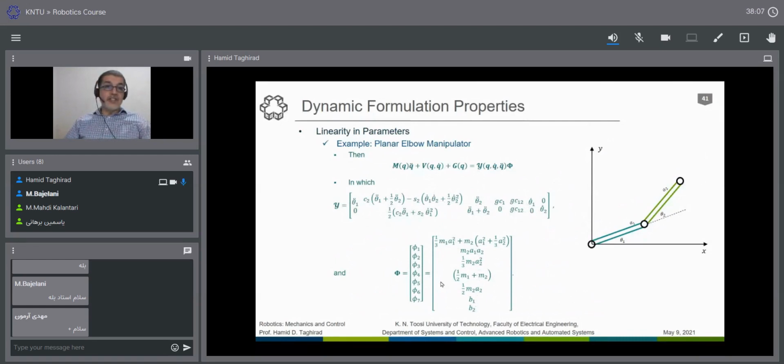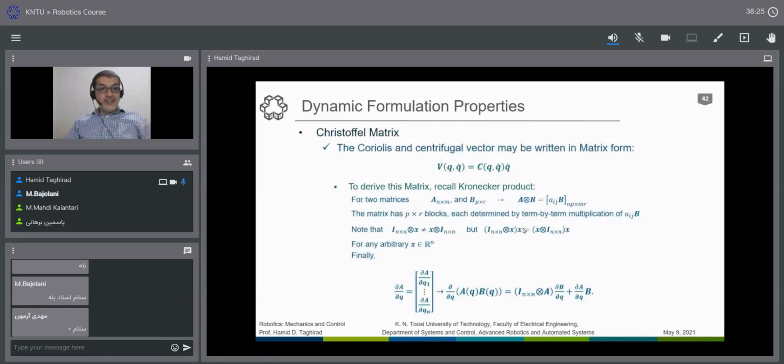And of course, this is not a unique representation. You can have a different type of representation. This can be done for every single manipulator, regardless of the degrees of freedom that you are using.